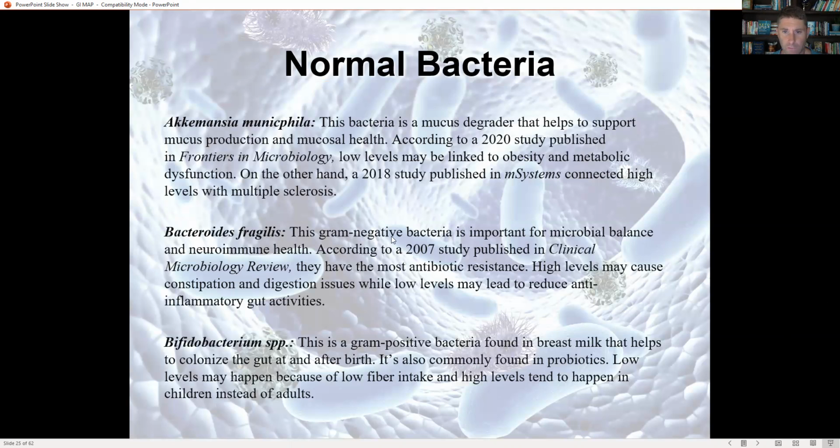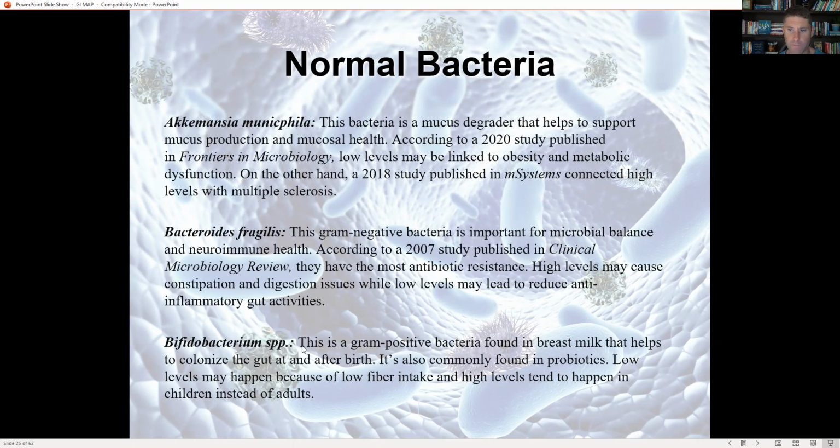Bacteroides fragilis. This is a gram-negative bacteria. When it says gram-negative or gram-positive, that just means what the outer layer of the bacteria is. So that's really what we're looking at there. Gram-negative bacteria is important for microbial balance and neuroimmune health, according to a 2007 study published in Clinical Microbiology Reviews. They have the most antibiotic resistance. High levels may cause constipation and digestion issues, while low levels may reduce anti-inflammatory gut activities. So we're trying to keep all of these kinds of things in balance.